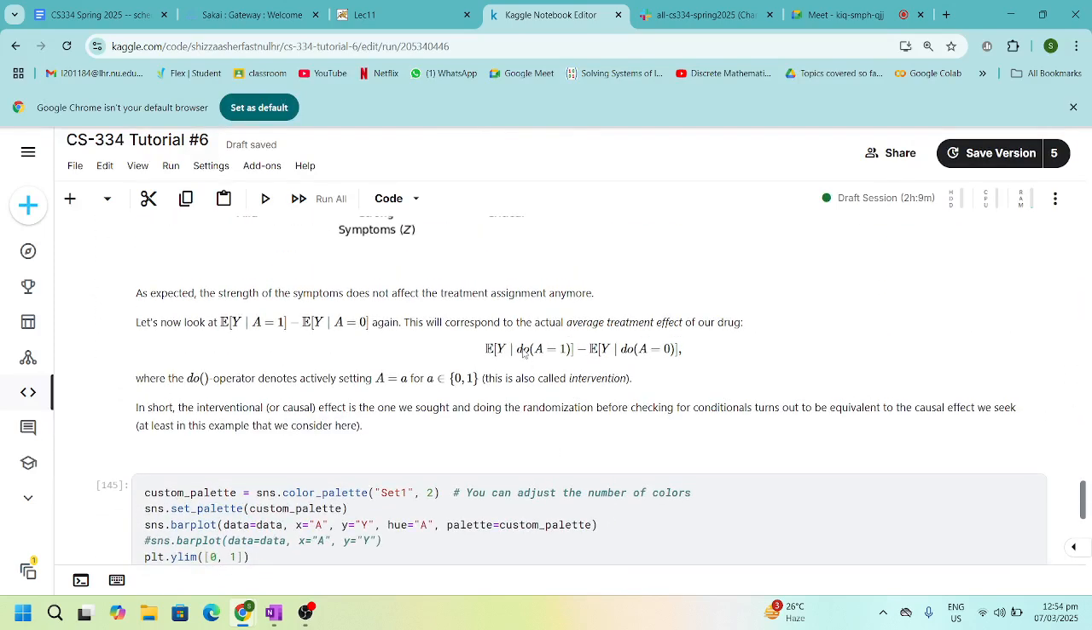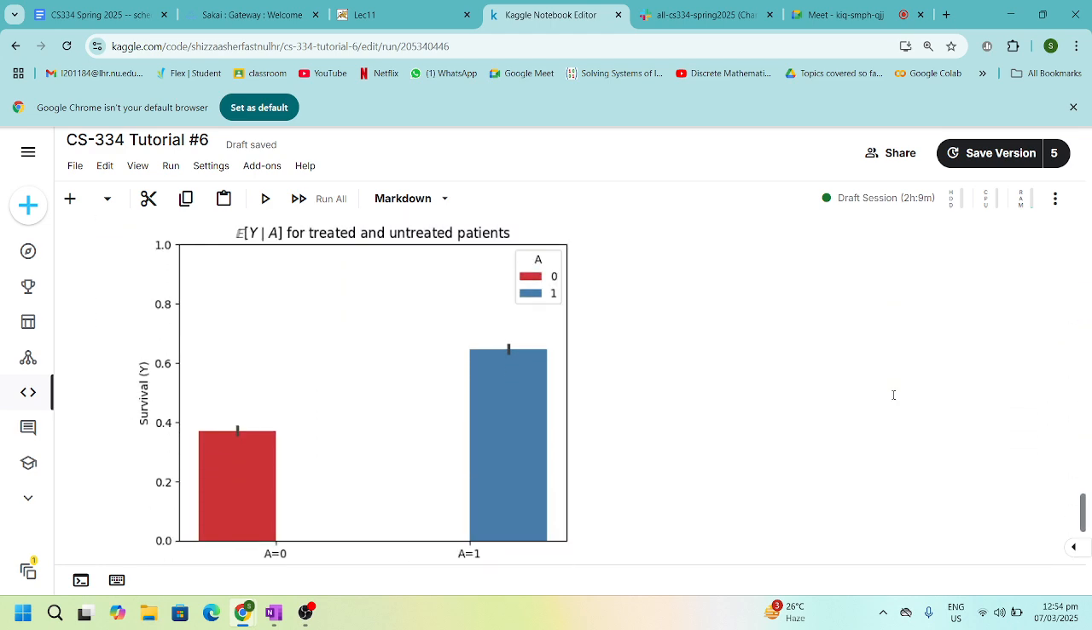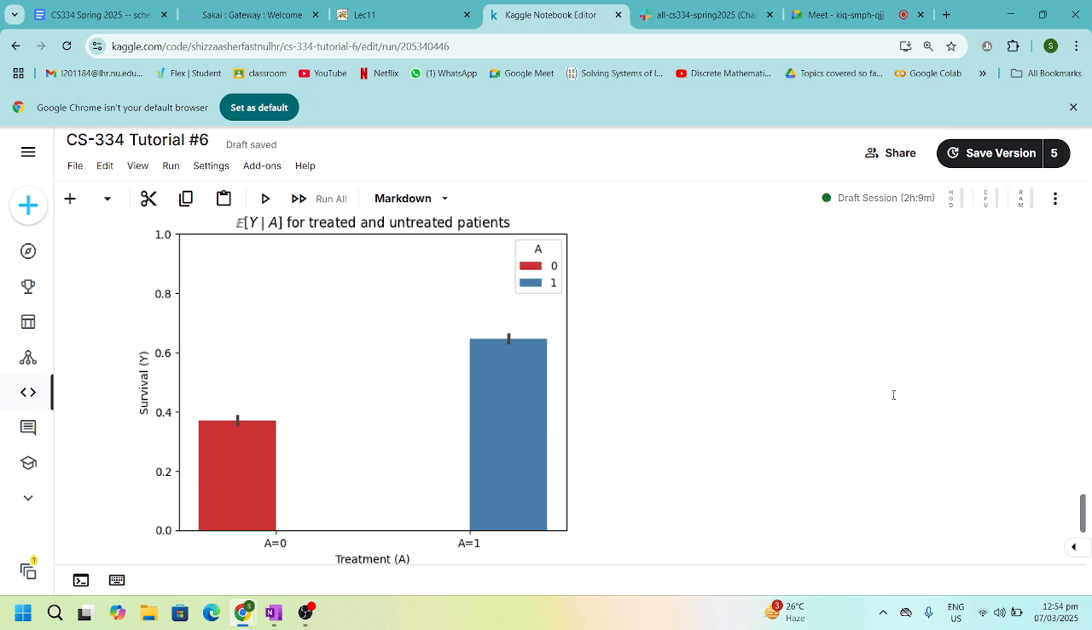So precisely this is what I have over here. This do is the only thing that is different. The do operator tells you that you are intervening, you are manually setting this value to 0 or to 1. And I'm going to go over this again towards the end as well. For now, let's look at our next graph.